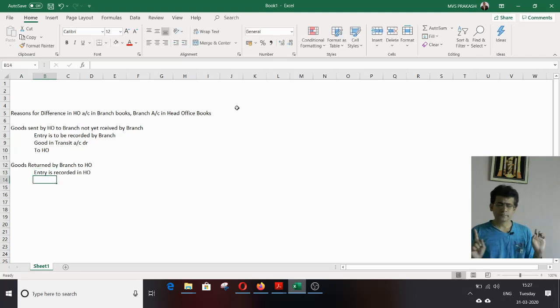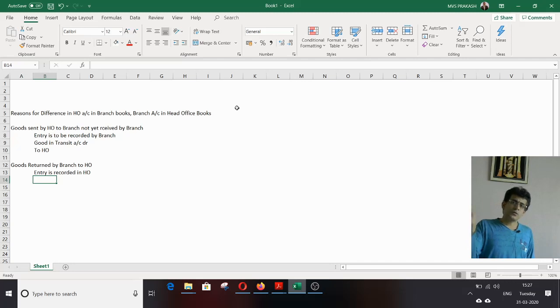Is it clear? See, in the first case, head office sends the goods to branch, and immediately head office records the entry. Branch office will record the entry only on receipt of the goods. Now, branch is returning the goods to head office. Immediately the branch passes an entry. What entry does the branch pass? The branch is reducing the liability, so head office account will be debited and goods received from head office account will be credited. Thereby that entry is considered.